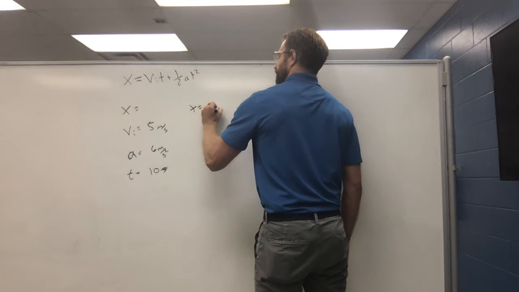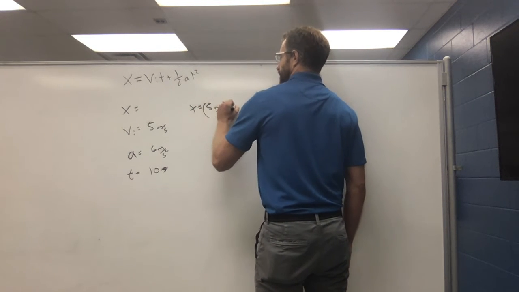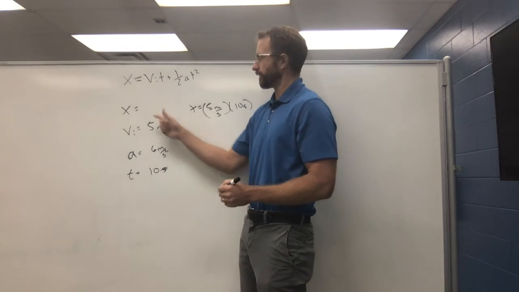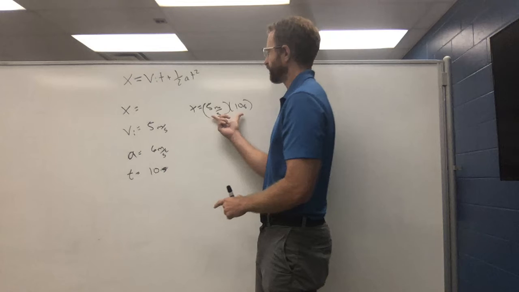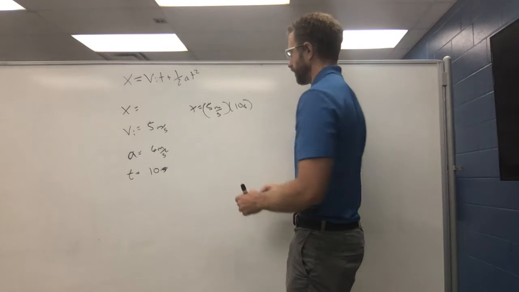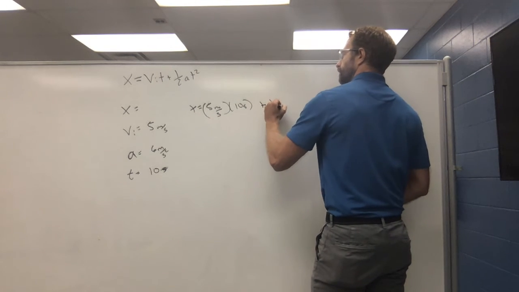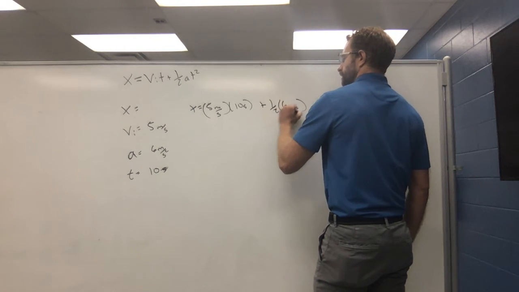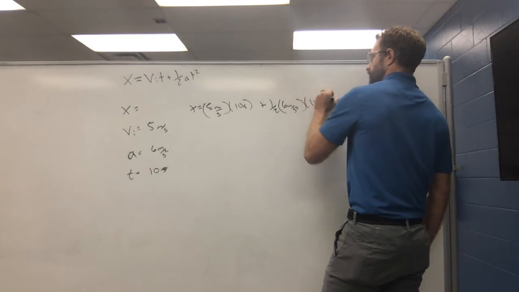x equals 5 meters per second times 10 seconds. This is how far we went just because of our initial velocity. If we hadn't been accelerating, how far would we have gone? And then also we have this 6 meters per second squared times 10 seconds squared.